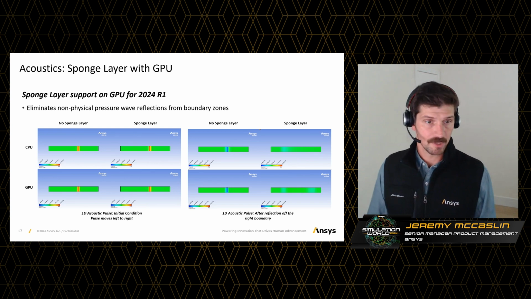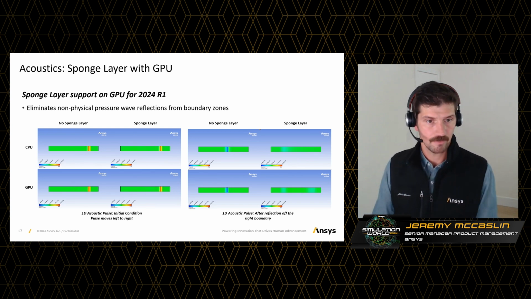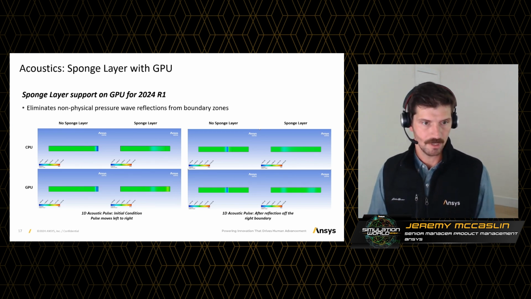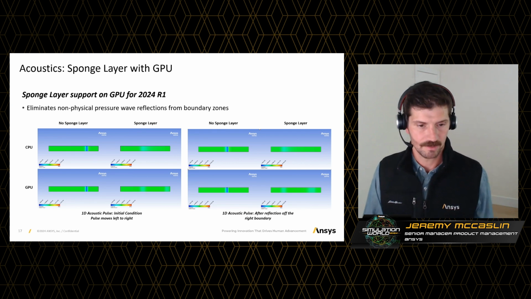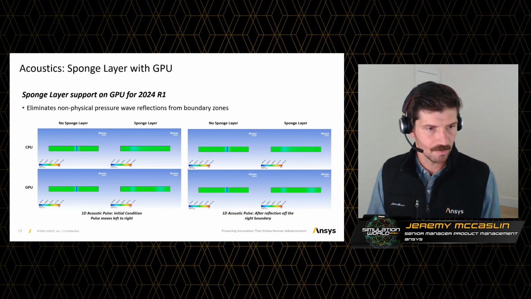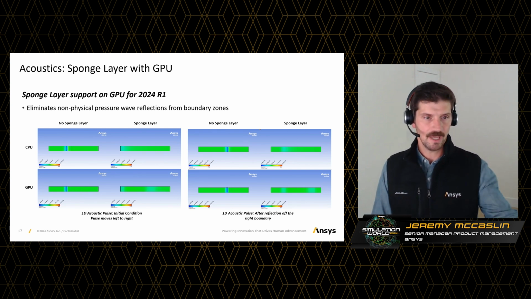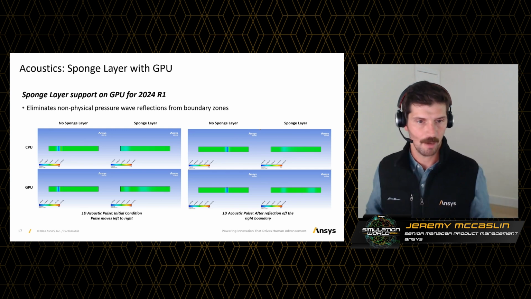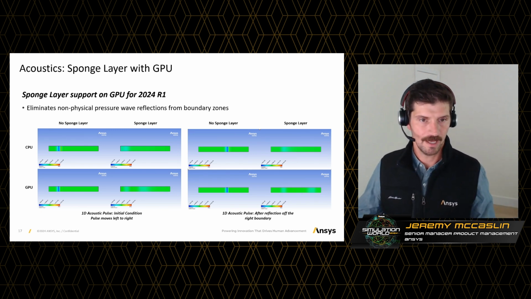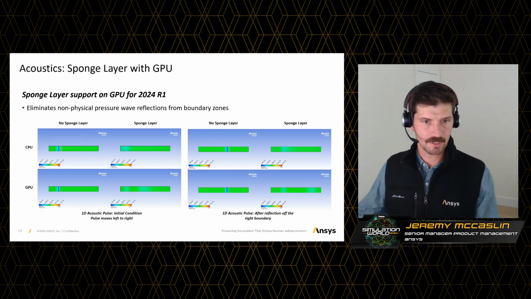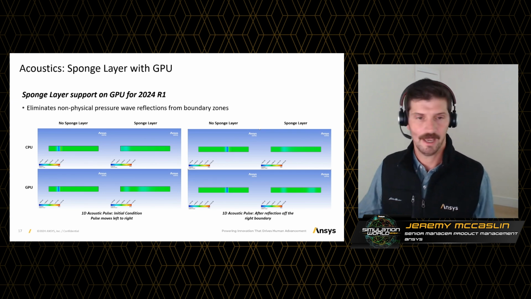We now have support for the sponge layer in the GPU solver. This will be an important aspect to modeling acoustic simulations with the GPU. In the animations, you can see CPU on the top, GPU on the bottom, with the sponge layer on the right versus without it on the left. And you can see the sponge layer is doing its job of damping the acoustic reflections at the exit boundary.